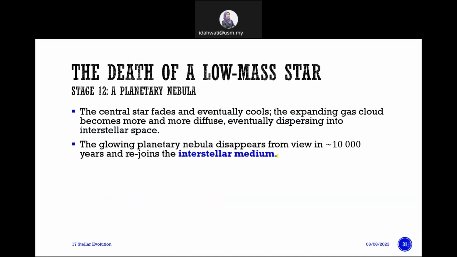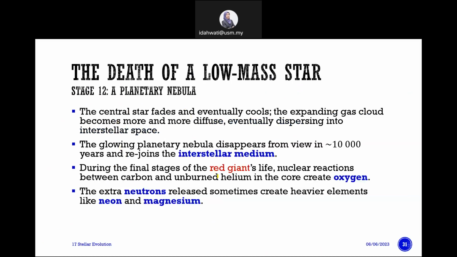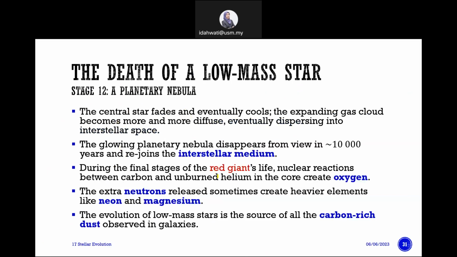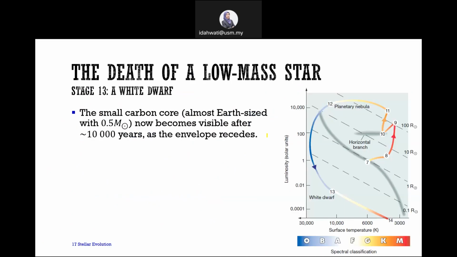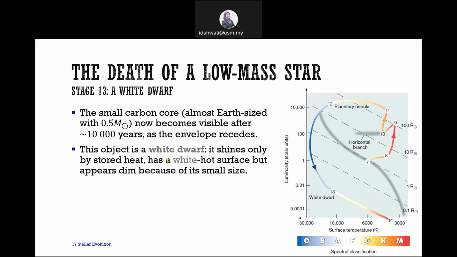Okay, I think you can just go through this statement here, until we go to the next one, which is the white dwarf. It's a small carbon core that becomes visible after 10,000 years. So this object is a white dwarf. What is a white dwarf? It shines only by stored heat. It has a white hot surface but appears dim because of its small size.